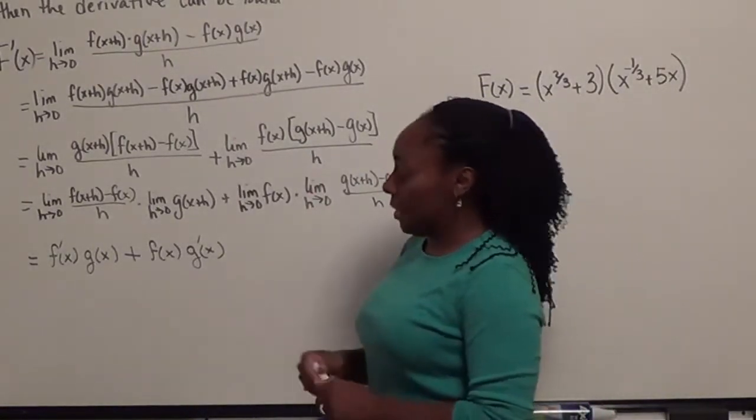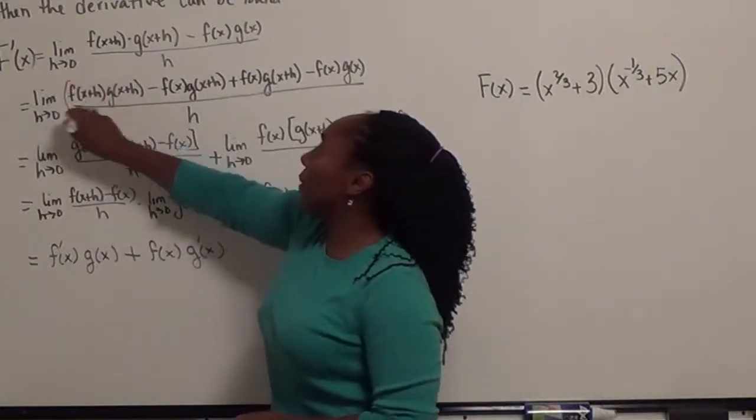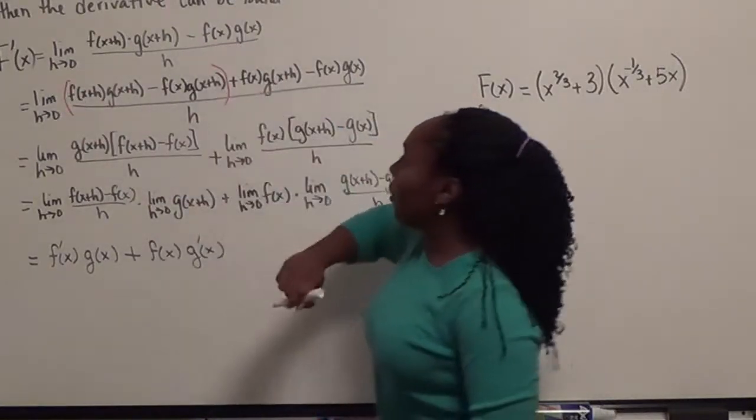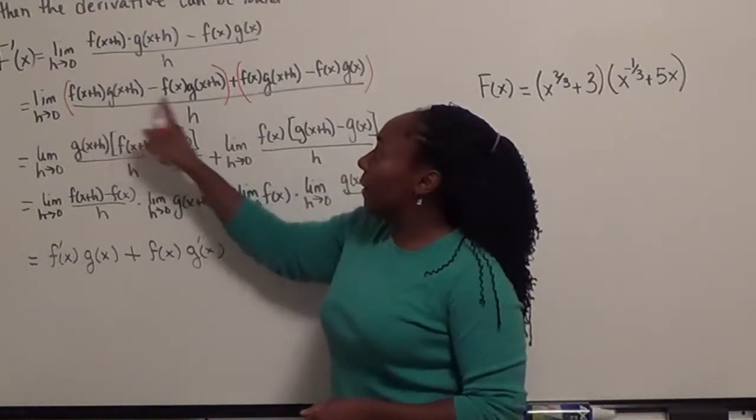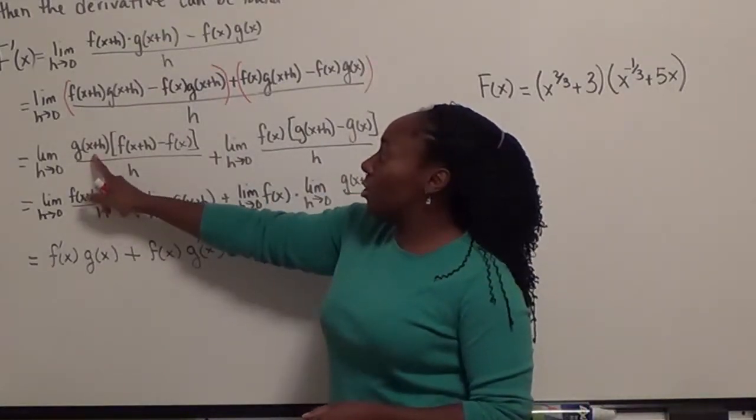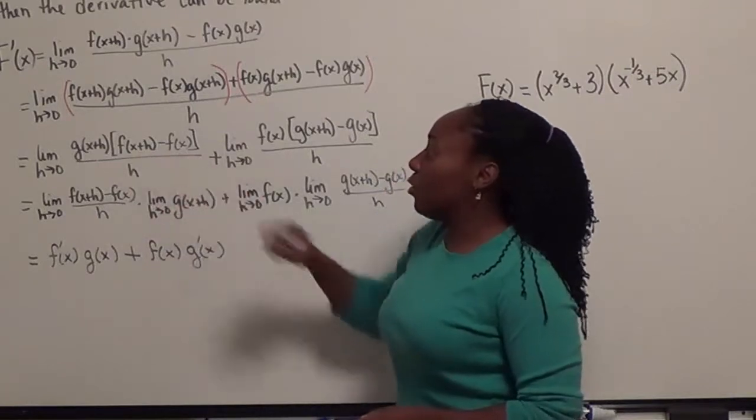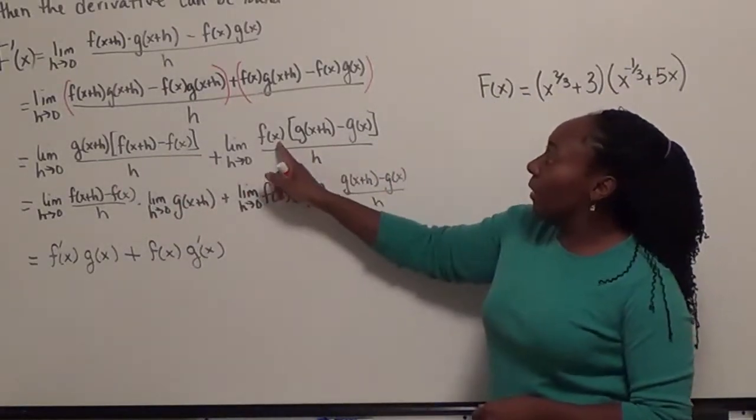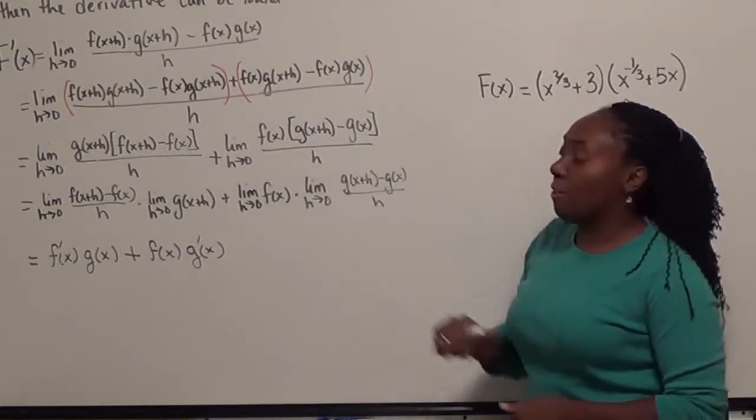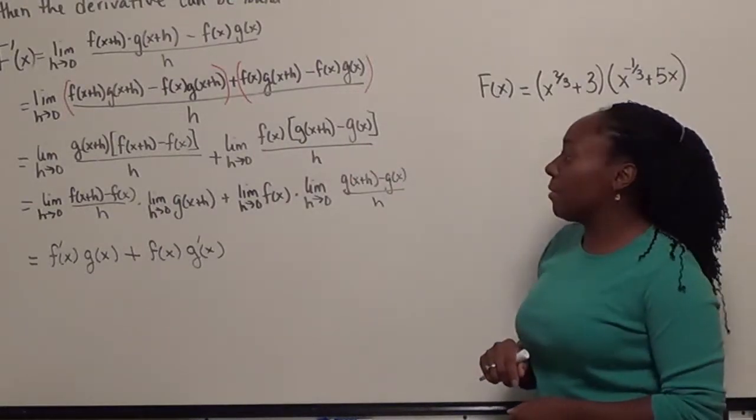And then what we can see is if I group these terms together, so these first two terms and these last two terms, then I can factor out a g of x plus h, and I've got f of x plus h minus f of x. And in the second grouping, I can pull out an f of x, and I get g of x plus h minus g of x.